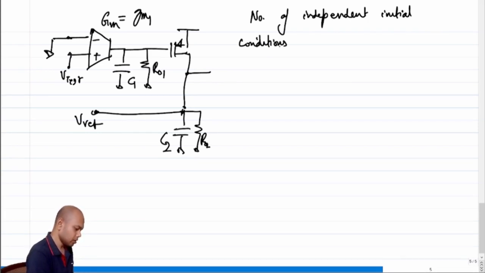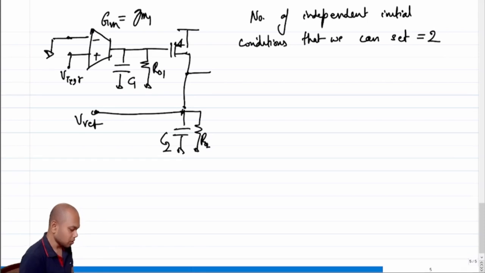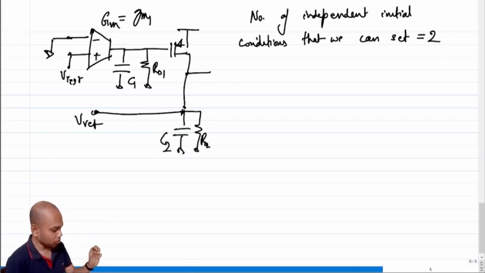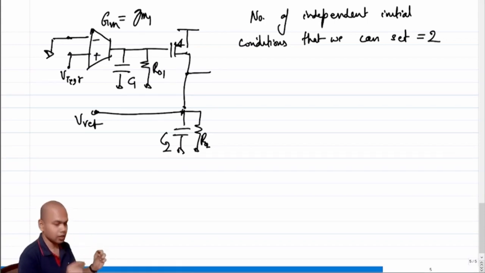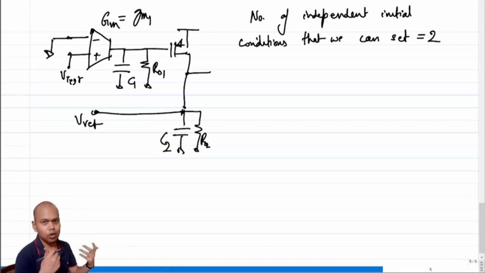Initial conditions that we can set, in this case is 2, right? We can set two initial voltages on C1 and C2 independently of each other, which essentially means that there are two independent differential equations, which means the order of the system is 2. Right, so that's what it means.